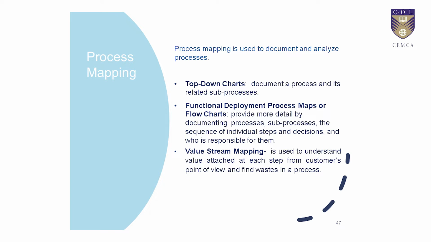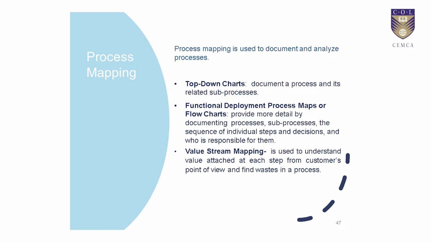To do a small recap, process mapping is used to document and analyze the processes. There are 2 types of process mapping methods we are going to study in this session. We'll first talk about the top-down chart, which documents a process and its related sub-processes. The second method is the functional deployment process map, or flow chart, also called a Swimlane diagram, which provides more detail by documenting the process, sub-process, the sequence of individual steps and decisions, and who is responsible for these process steps.